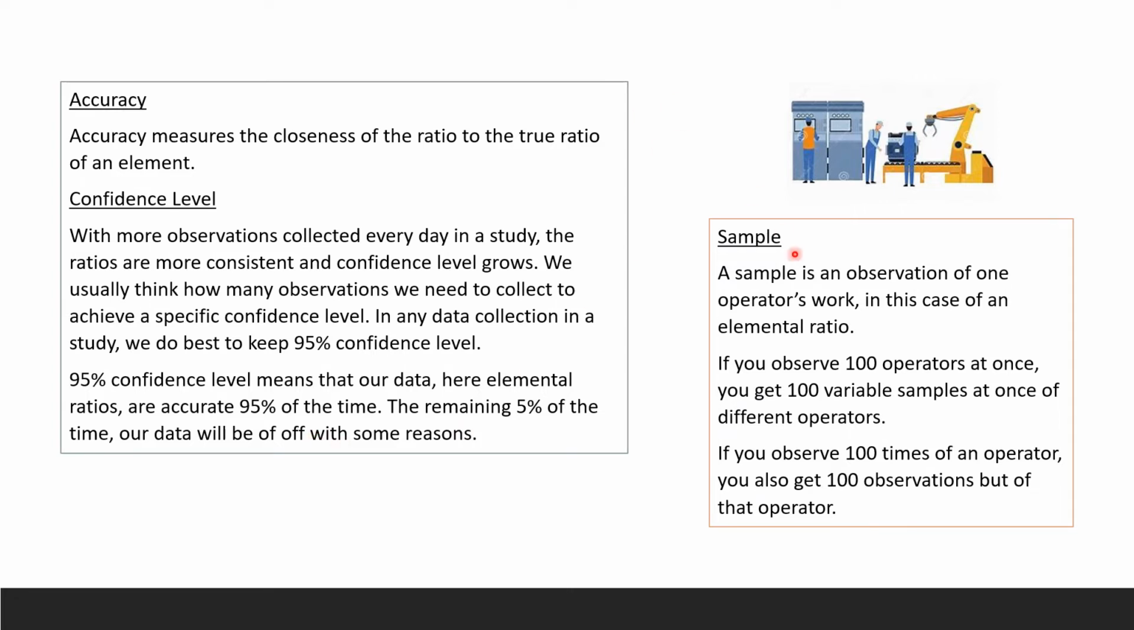Alright, so sample. A sample is an observation. It's just an observation of an operator's work in a facility, in this case of an elemental ratio. You can apply this to small businesses too, okay? Small businesses that are producing small products like furniture and fabrics and things like that. If you observe 100 operators at once, you get 100 variable samples at once of different operators. You can also observe one operator 100 times, and you also get 100 observations, but of that operator.